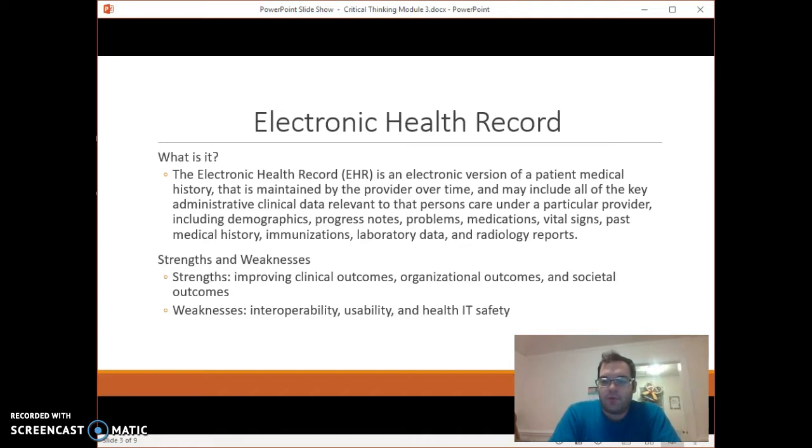There are strengths and weaknesses of the EHR. A few strengths include improving clinical, organizational, and societal outcomes. Clinical outcomes improve the quality of care. Organizational outcomes can include financial and operational benefits, and societal outcomes include improved population health and reduction in cost. Weaknesses of the EHR, or challenges, are interoperability, usability, and health IT safety. These three challenges will be discussed in greater length on the next slides.